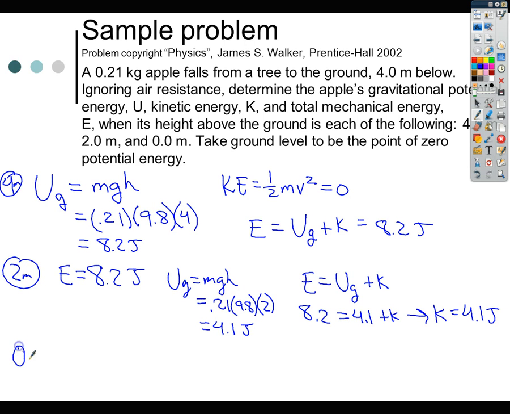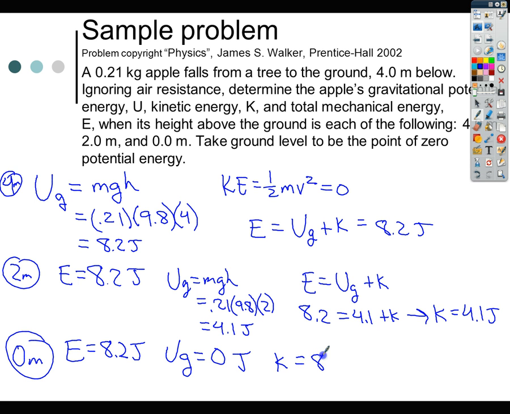And then finally at 0 meters, we know at the very bottom our total energy is 8.2 joules. We know because 0 is our height, the potential energy would be 0 joules. And we know that due to the conservation, our kinetic energy has to be 8.2 joules. And that is your first sample problem for potential energy.